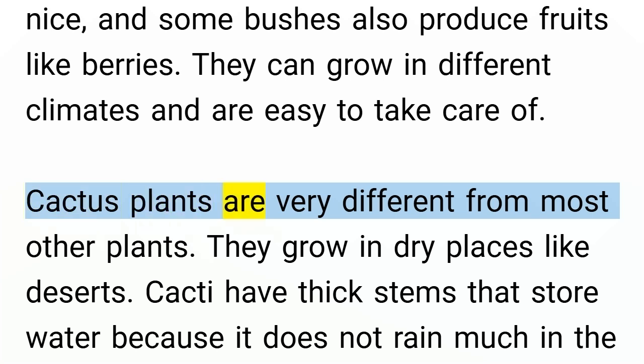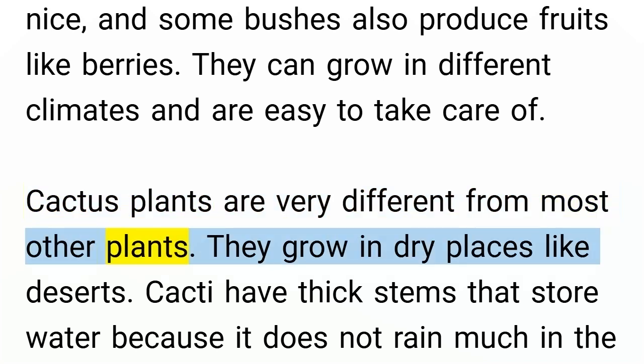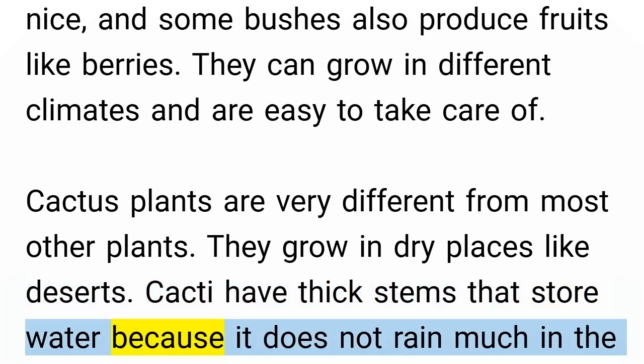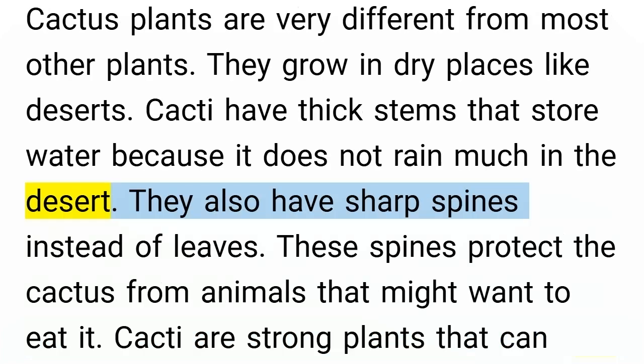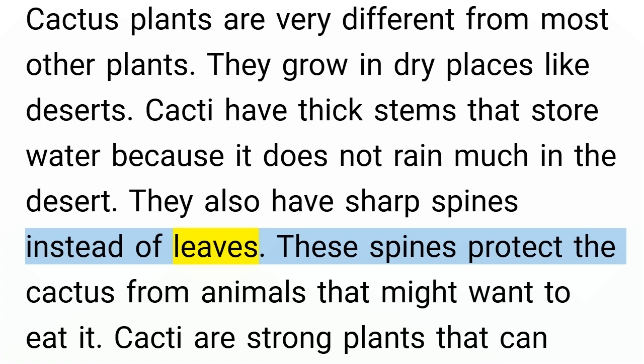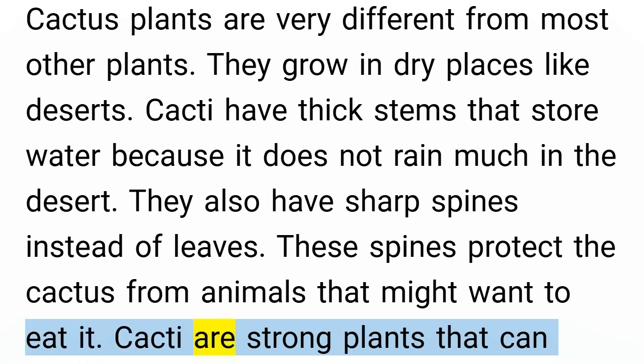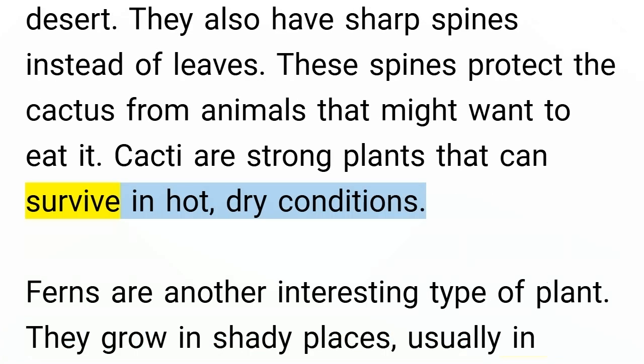Cactus plants are very different from most other plants. They grow in dry places like deserts. Cacti have thick stems that store water because it does not rain much in the desert. They also have sharp spines instead of leaves. These spines protect the cactus from animals that might want to eat it. Cacti are strong plants that can survive in hot, dry conditions.